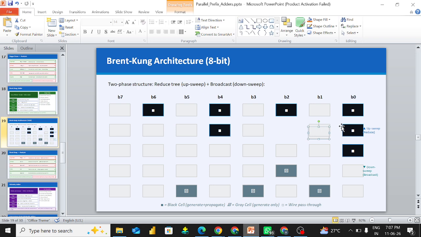And these two will combine into one black cell, and these two will combine into another black cell, okay. Now you are straight for input. After that, you are going to get some more output, and you need to go down sweep, okay. Down sweep means broadcast phase, which is nothing but you are going to distribute your carries, right?